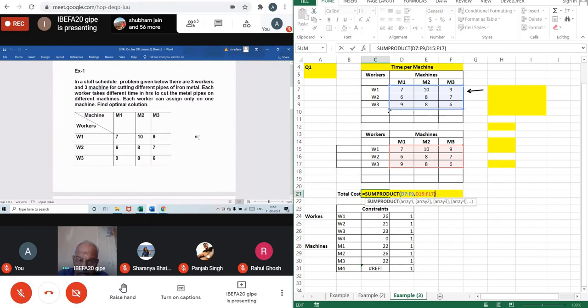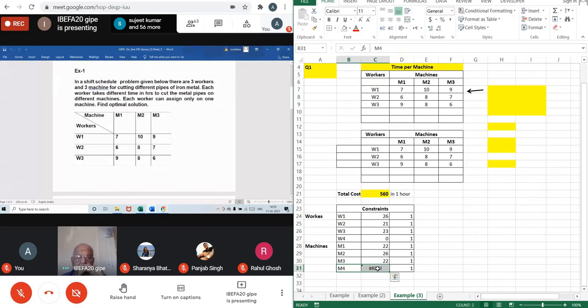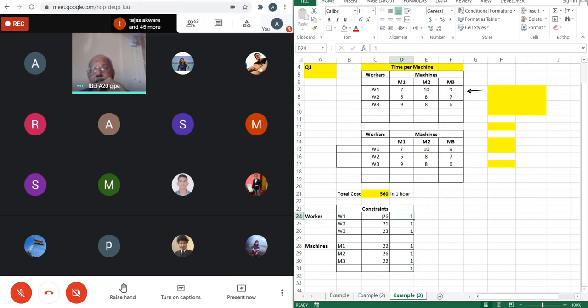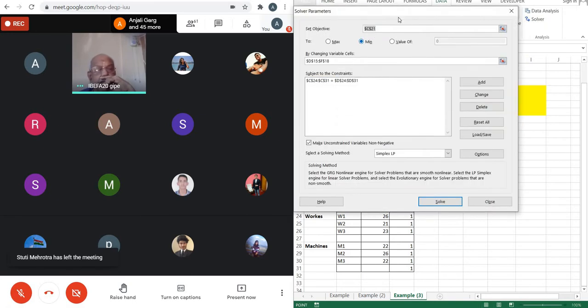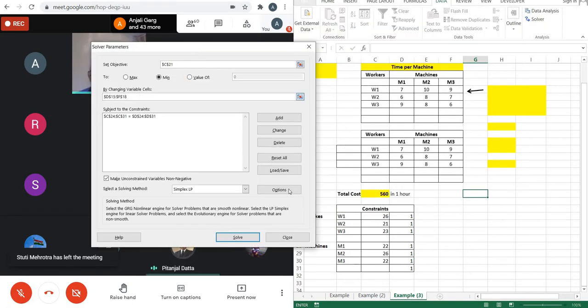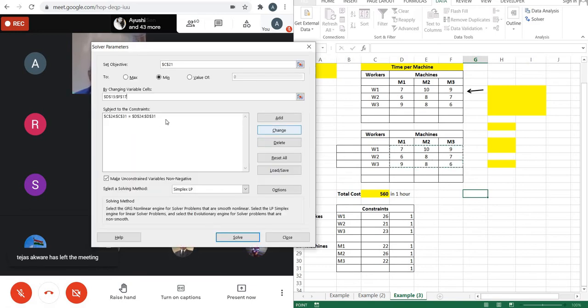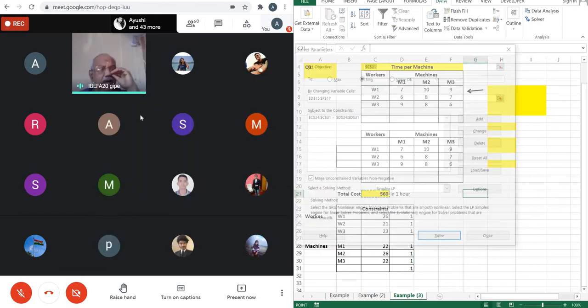Everybody has to work. Rahul Ghosh, are you working on the example? Yes, sir. Pitanjal Datta, are you working on the example? Yes, sir. I'm trying. Whatever time you want, you take it, but everybody has to work.